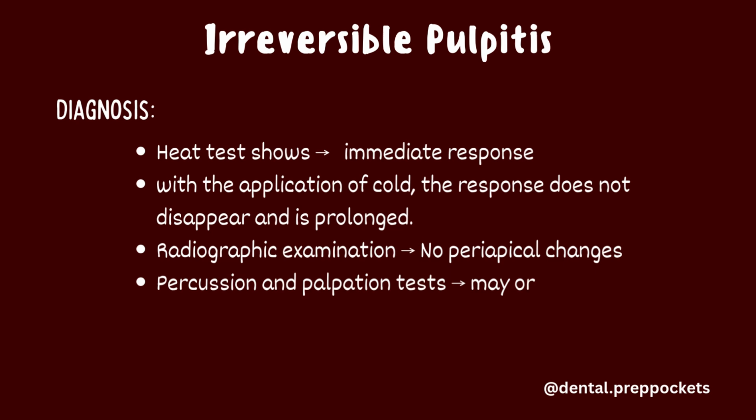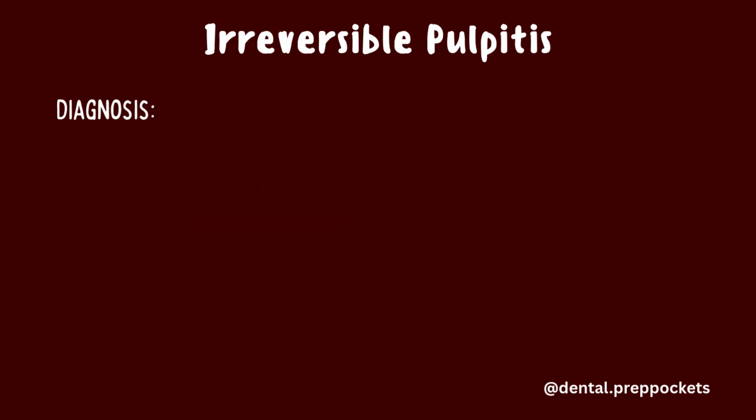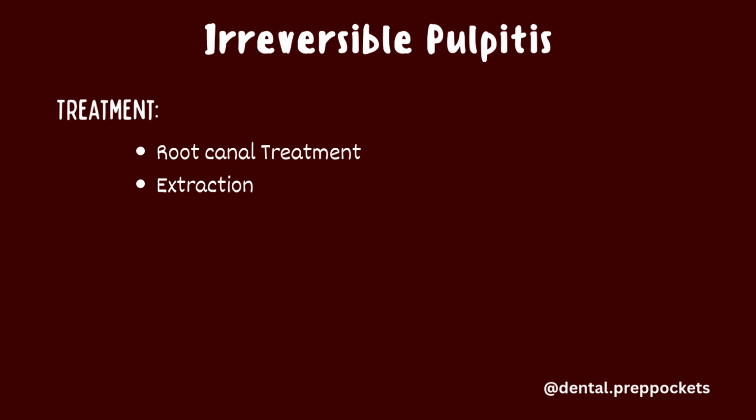The radiographic examination shows no periapical changes. If the inflammation is confined and has not extended periapically, teeth will respond within normal limits to palpation and percussion. Extension of inflammation to the periodontal ligament causes percussion sensitivity and better localization of pain. Treatment includes root canal treatment or the extraction of that tooth, depending upon the extent of caries.